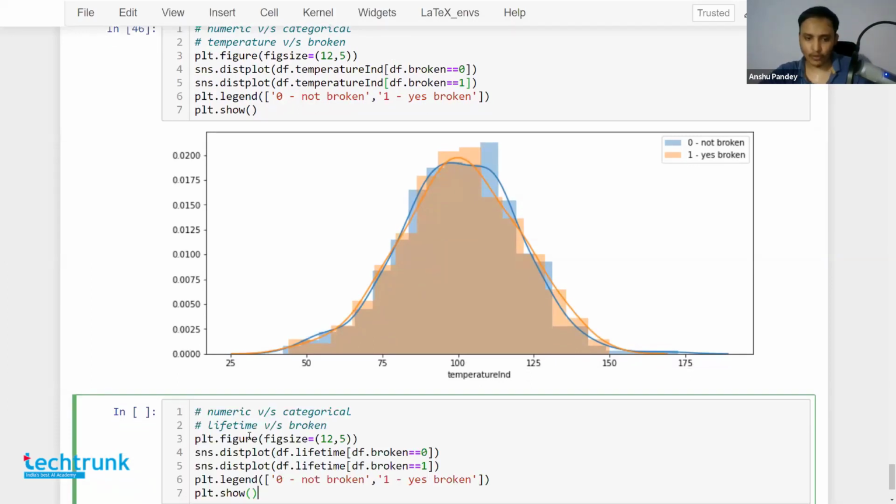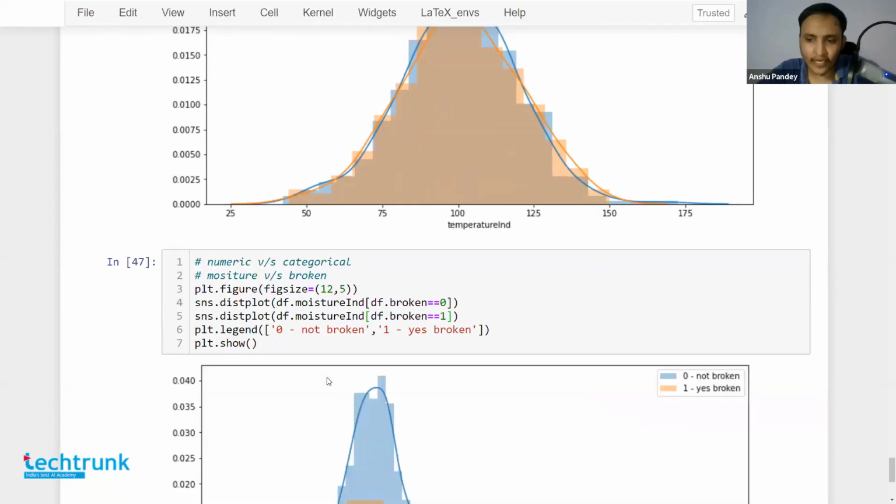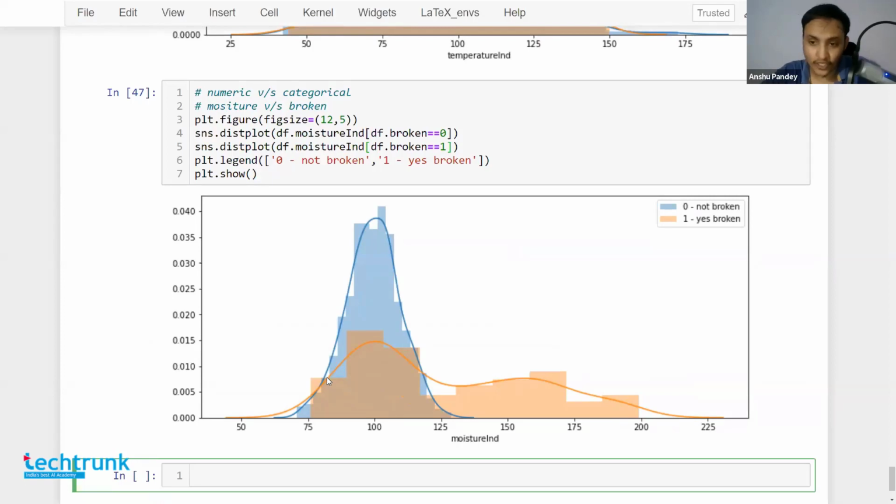Let's compare this with, instead of temperature, possibly moisture. So now we have again two distribution plots, this time for the moisture attribute. The red distribution shows the machines which are damaged. The blue distribution shows the distribution of moisture for the machines which are not damaged. So is it that the two distribution plots are completely overlapping each other? The blue and red are completely overlapping each other? No, right?